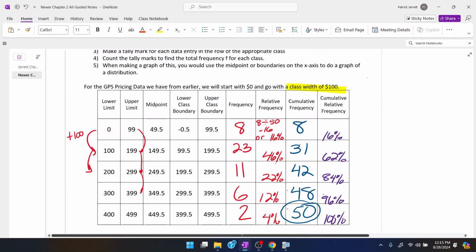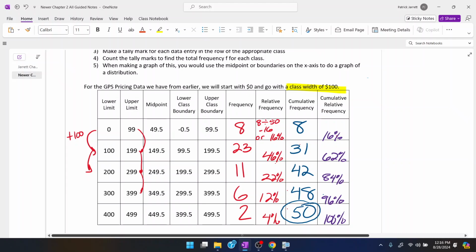Histogram. And the start will be at negative 0.5. Okay, that's what I did. And the width will be 100. All right, so that's how all that's going to work. Any questions so far?